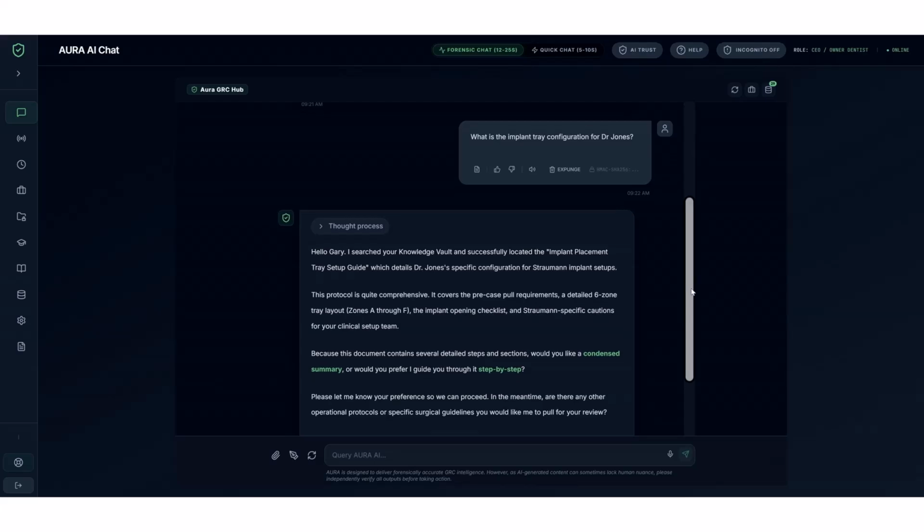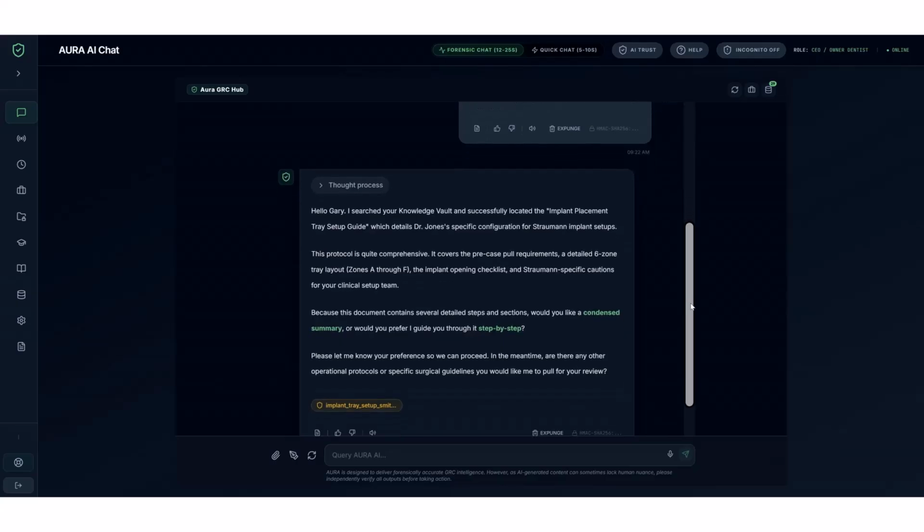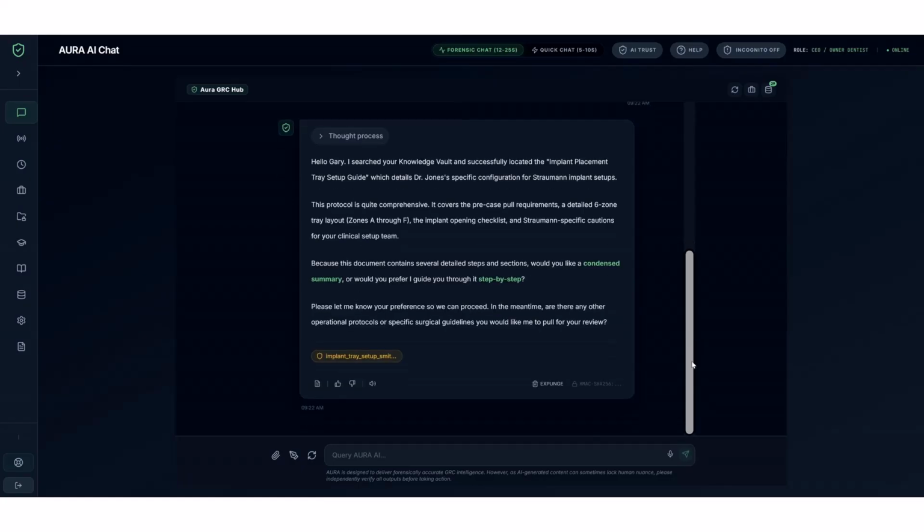So, in the corpus of knowledge that I've loaded in, I had created a document talking about exactly how to set up an implant tray for Strawman implants. So it went through and it says, hello, Gary, I searched your knowledge vault and successfully located the implant placement tray setup guide. All right. So it's coming down here and it says, please let me know your preference so we can proceed.